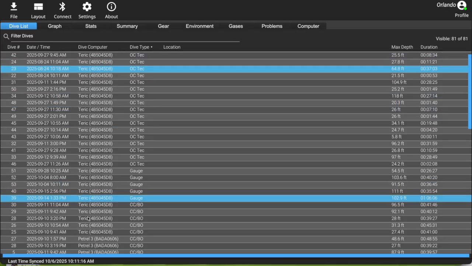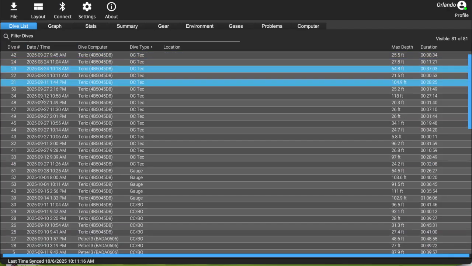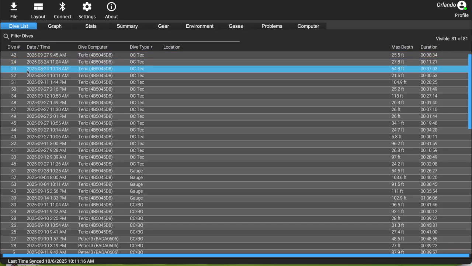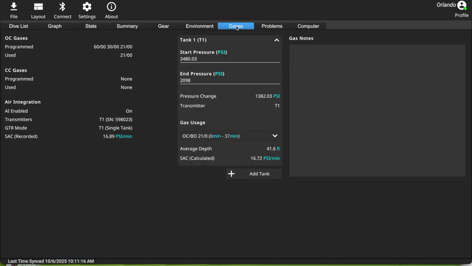Okay, so here is my Shearwater app, and it has my dives that I've transferred into it. I'm looking at this dive here, and I just want to confirm that I dove with my transmitters. So I go to gases and I see that it has data for it. The start pressure at the beginning was a full tank, 3,400, and then the end pressure was about 2,000 psi.